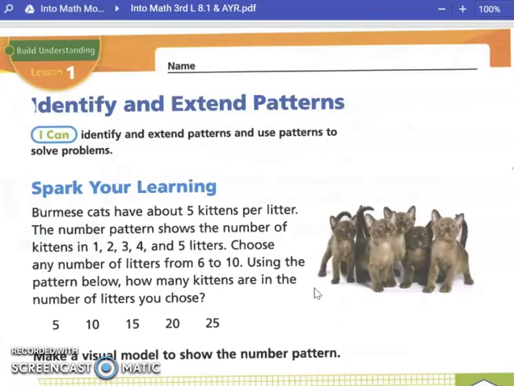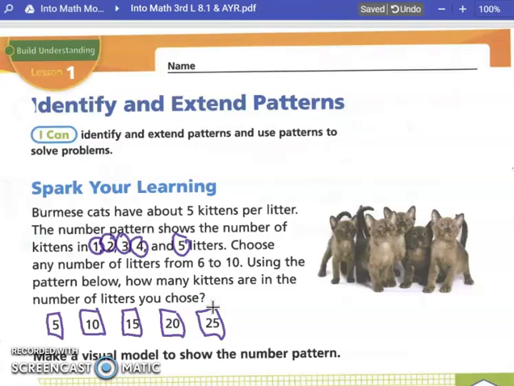Now, that means this one matches this, right? 1 litter, they had 5 kittens. 2 litters would be 10 kittens. 3 litters would be 15 kittens. 4 litters would be 20 kittens. And 5 litters would be 25. So they want you to choose from 6 to 10. So 6, 7, 8, 9, 10 litters. So you're going to have to extend this pattern for whatever number you choose.